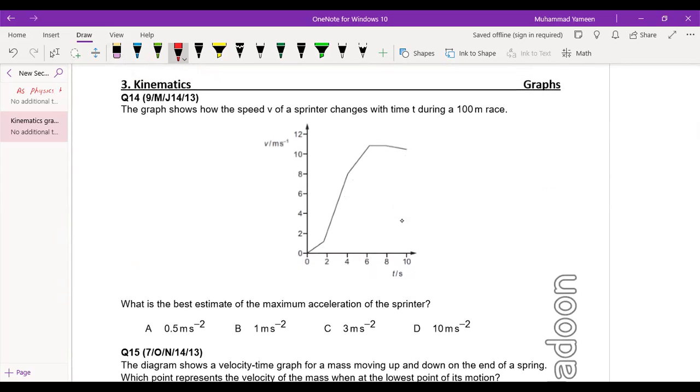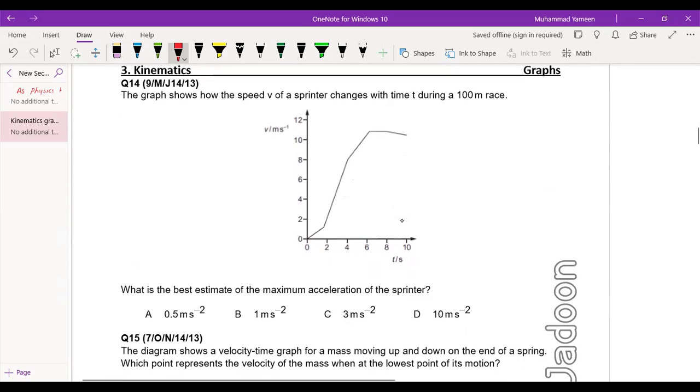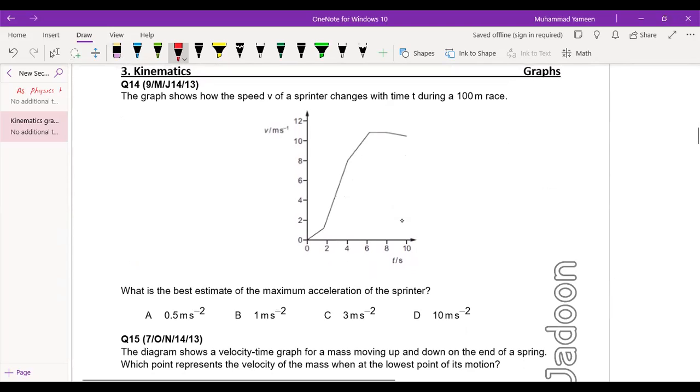Question 14. The graph shows how the speed V of the sprinter changes with time t during a 100-meter race. So what is the best estimate of the maximum acceleration? In a speed time graph, if something moves in the same direction, then the sign of speed doesn't change, and the speed and velocity are the same thing. So the gradient of this graph will give us acceleration, and we have to find maximum acceleration. We have to look for the part of the graph with the maximum gradient.